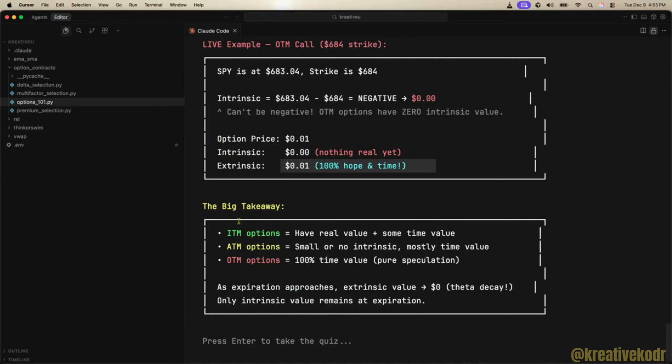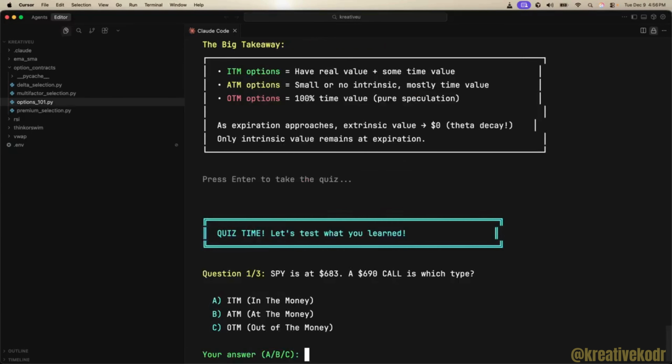So the big takeaway is in the money options have real value plus some time value. At the money options, small or no intrinsic value, mostly time value. And then OTM, out of the money options, this is 100% time value, right? Pure speculation. As expiration approaches, theta decay takes the time value to zero. Only the intrinsic value remains at expiration.